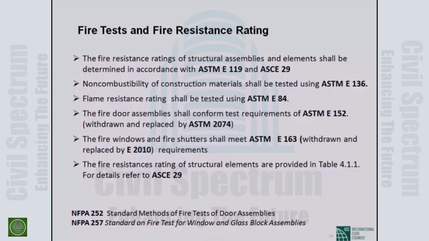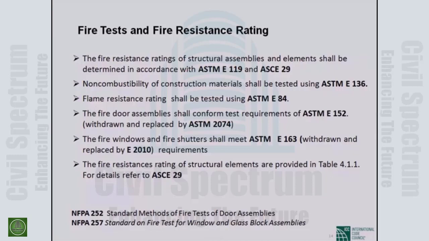Sometimes it's very difficult to test in the assemblies because the assembly size is different, sometimes very big. So as per ASTM E119, you have to test it as an assembly directly. So it is very difficult to fit an assembly in a furnace. In that case, you can use the mathematical rules, which is in ASCE 29. So indirectly, ASCE 29 is a mathematical basis to get the fire rating of the structural elements. ASTM is the actual method by which we test.